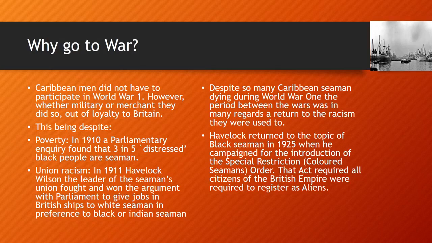But Havelock Wilson still returned to the topic of black seamen in 1925, despite the fact that many seamen had died in the war. And he persuaded Parliament to introduce, and this was after the creation of the Aliens Act, the Special Restriction Coloured Seamen's Order, which meant that all citizens of the British Empire who were not born in Britain had to register as aliens.